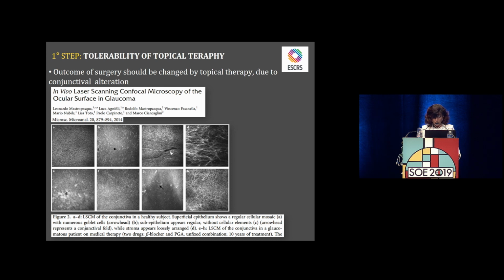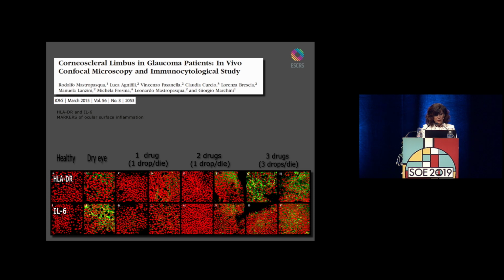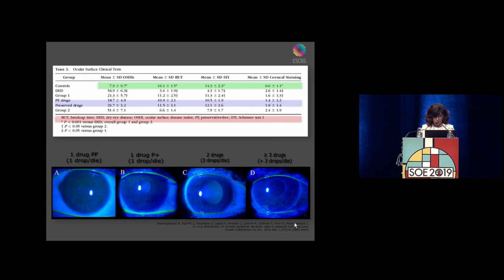Look at this literature, which takes into account markers of ocular surface inflammation. After three drugs, three drops each day, the inflammation in this patient is very high. Don't forget to speak about breakup time. Look at this: the breakup time is very affected when the patient uses three drops each day.